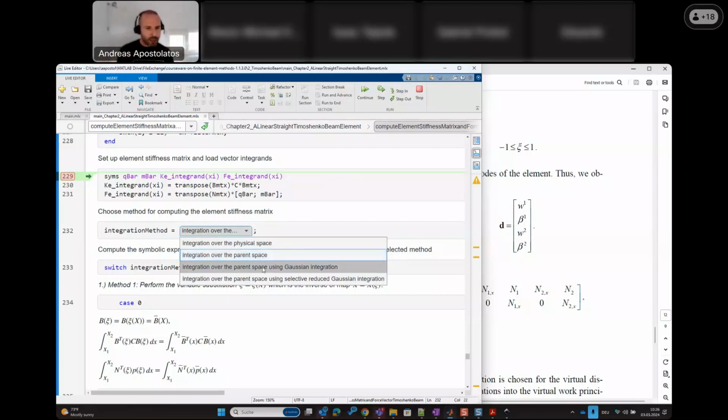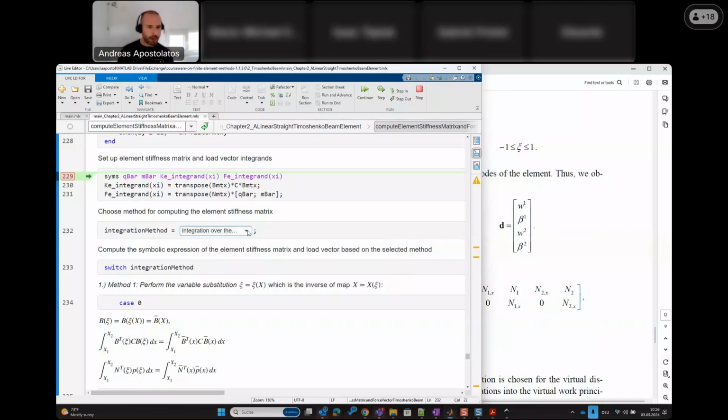And you can say parent space using Gaussian integration, or integration over the parent space using selective reduced Gaussian integration. Now, the last option here will be interesting in the lectures to come. We're going to talk about transversal locking. Right now, we're still concerned with the element formulation in general. We don't talk about numerical issues like transversal locking. But I would like to motivate you, actually. I'm going to use the parent space. So I'm going to choose here parent space. I chose it already, hopefully.